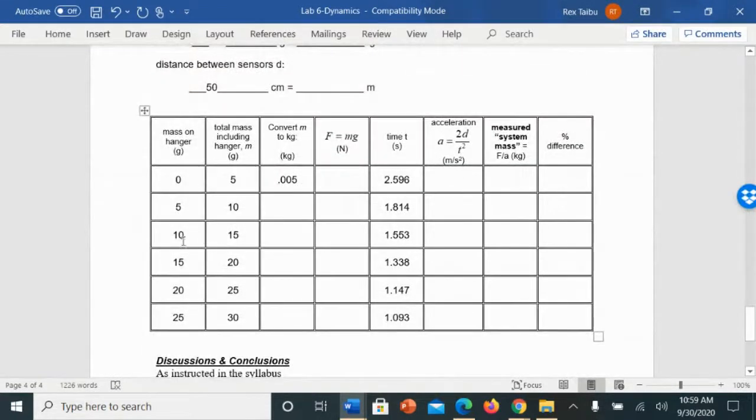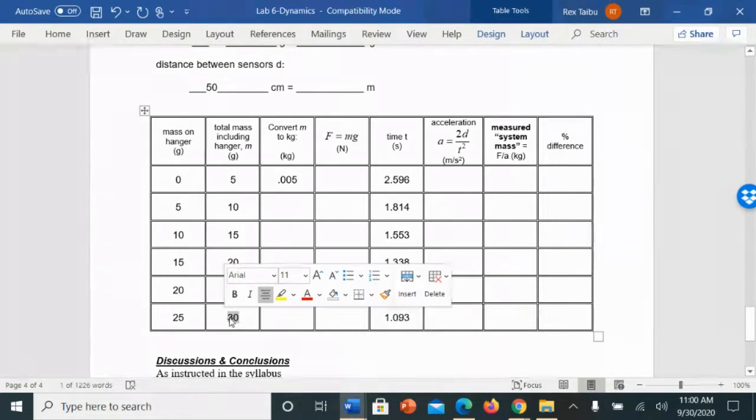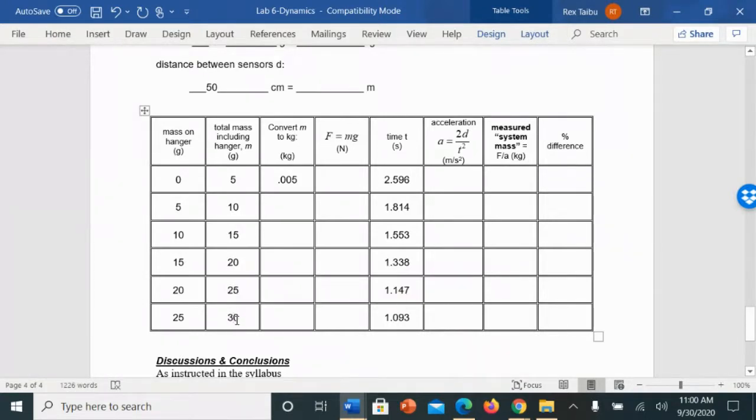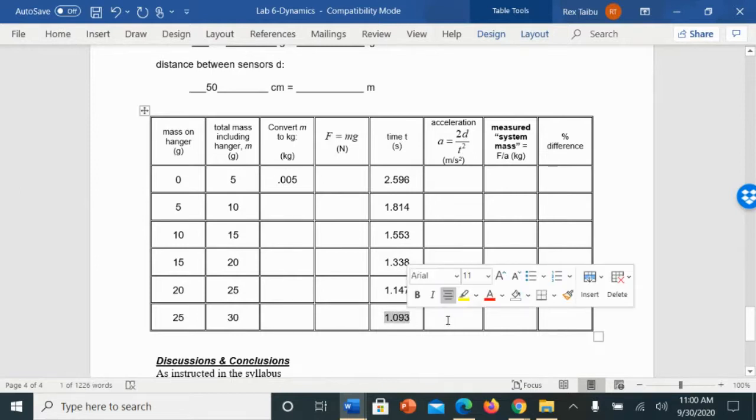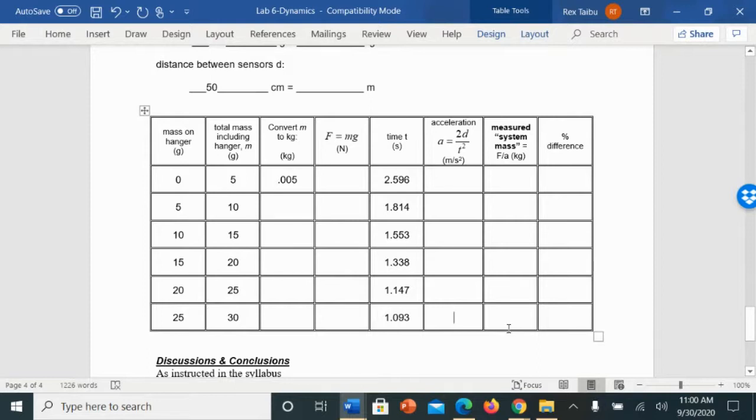As you can see, we keep on adding mass on the hanger, and the total mass increases to 15. We add 5, 20, 5, 25. We add 5, 30. So the total mass on the hanger is 20 in this line. Then convert this into kilograms by dividing by 1000. You get the mass in kilograms here. To find the force that's pulling that mass, you multiply by 9.8. You get the force here. To get the acceleration, you multiply 2 times distance in meters divided by the time squared. This is the time squared here. And then you find the measured mass. Measured system mass will be the force you got here divided by the acceleration you get here.